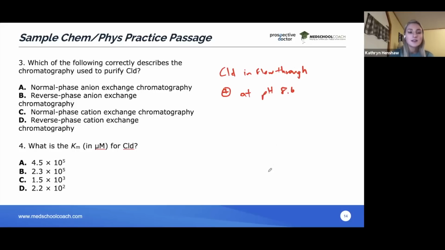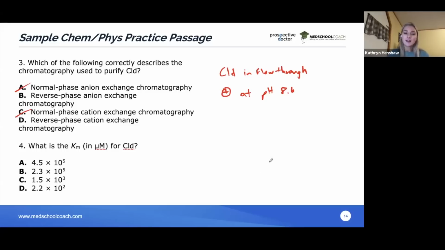So I noticed that some of these answer choices mention normal phase or reverse phase. So this has to do with what the phase of our solvent is, or our mobile phase. So because this is an enzyme, we want it to have a polar mobile phase if it's going to be in the flow through. So that's not the normal conditions. That's actually reverse phase. So usually we have a non-polar mobile phase. So I would immediately be able to rule out A and C based on the fact that our positively charged enzyme is going to be in the flow through.